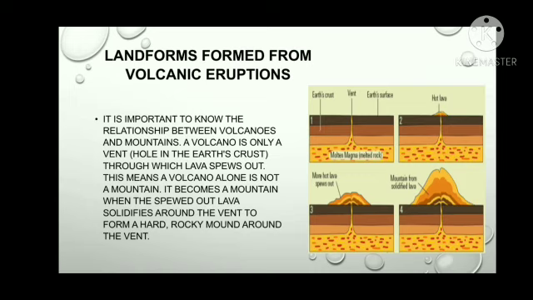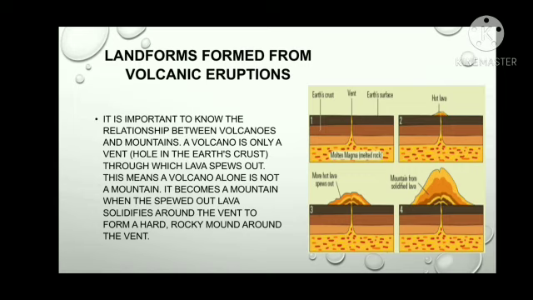It is important to know the relationship between volcanoes and mountains. A volcano is only a vent, a hole in Earth's crust, through which lava spews out. This means a volcano alone is not a mountain. It becomes a mountain when the spewed out lava solidifies around the vent to form a hard rocky mound around the vent.